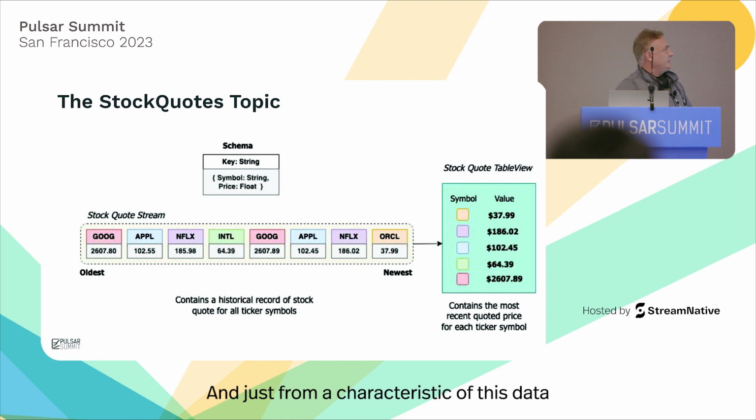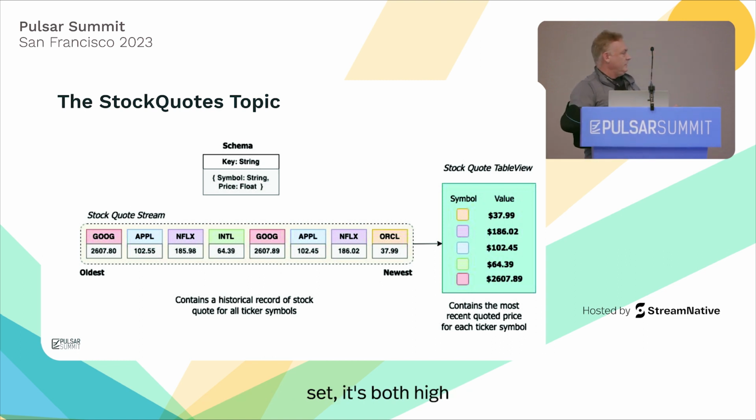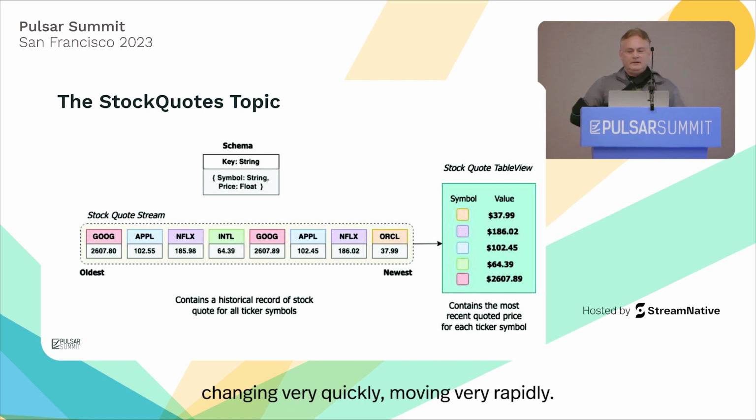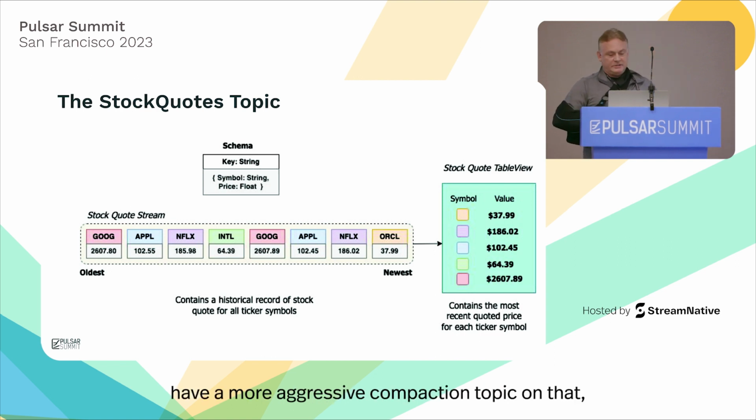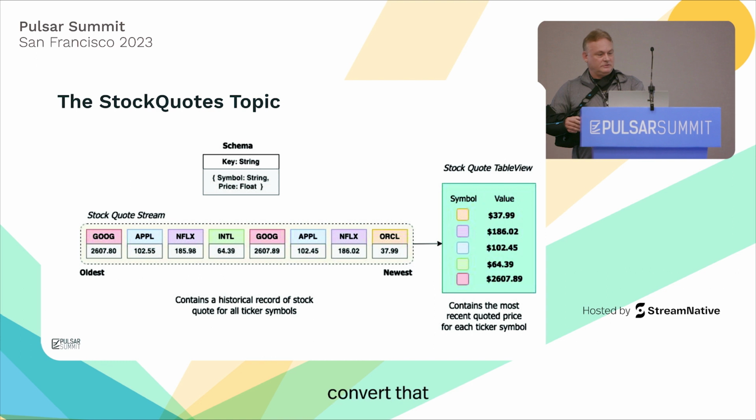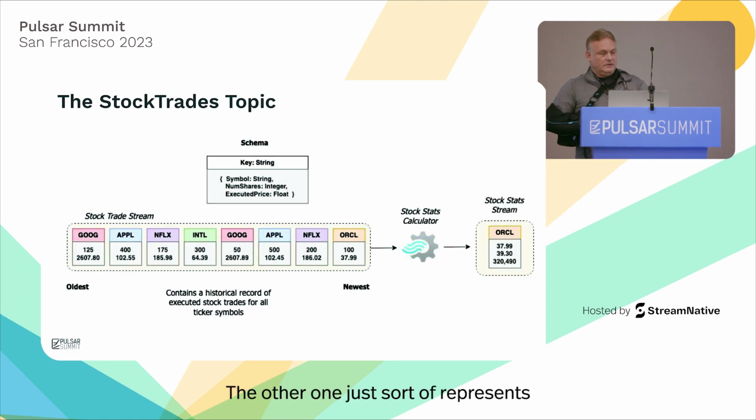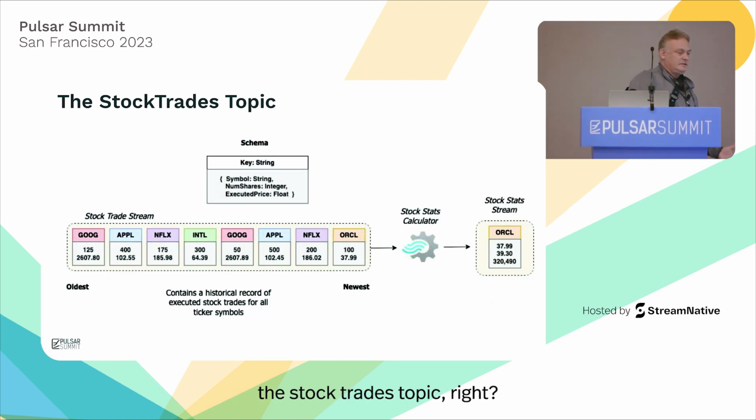As a characteristic of this data set, it's both high volume and high velocity, changing very quickly, moving very rapidly. So you might want a more aggressive compaction on that topic, but that's how you can convert it into a simple table view, and how that data changes over time is going to be changing quite a bit. The other one represents the stock trades topic.